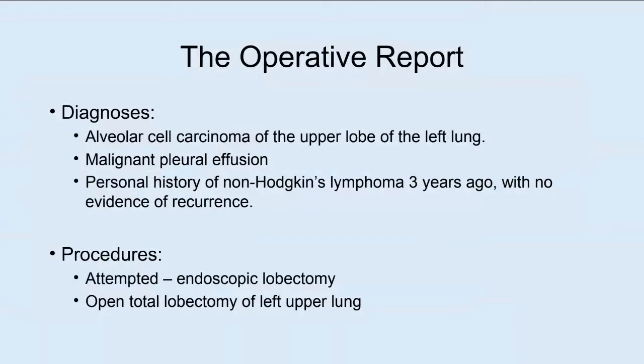So here's what we have pulled out. Here's the diagnoses that are important. Alveolar cell carcinoma, upper lobe, left lung, malignant pleural effusion, personal history of non-Hodgkin's lymphoma. That's all we need for that. For the procedures, endoscopic lobectomy was attempted, and then an open total lobectomy of the left upper lung was completed.